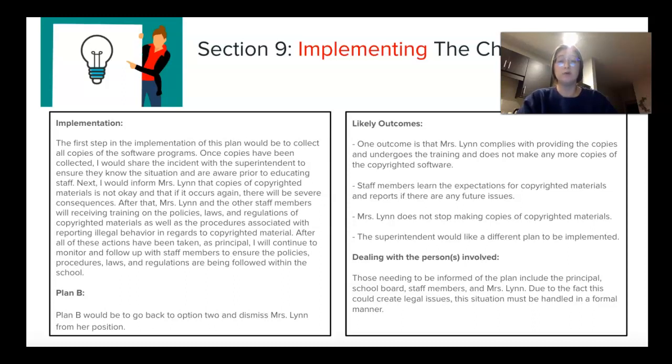So, dealing with the persons involved. Those needing to be informed of the plan include the principal, school board, staff members, and Mrs. Lynn. Due to the fact this could create legal issues, this situation must be handled in a formal manner by including the superintendent and possibly the school board.